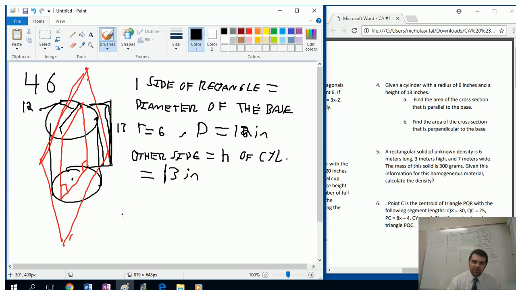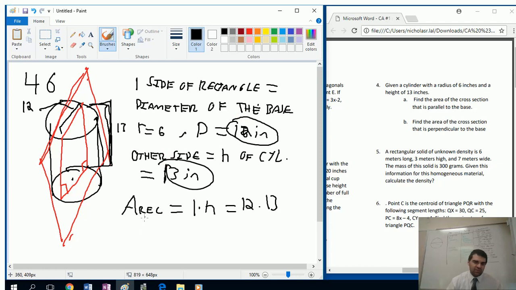So the area of the rectangle is going to be length times height, or however you want to put it. So it's going to be equal to 12 times 13. So area of a rectangle, you've got to know one side by the other side, 12 times 13. So the area is going to be 156 inches squared. All right, that's problem 4. Let's move on to problem 5.